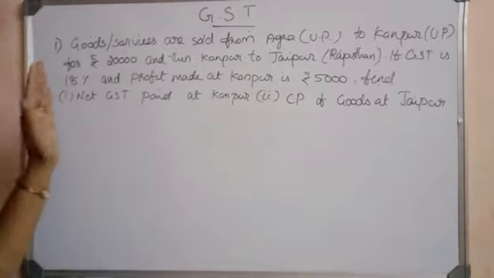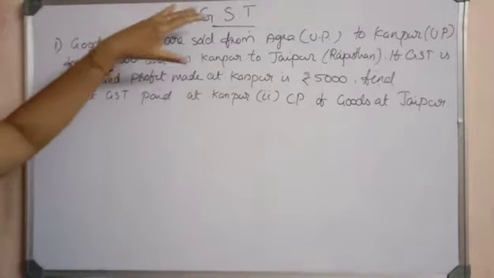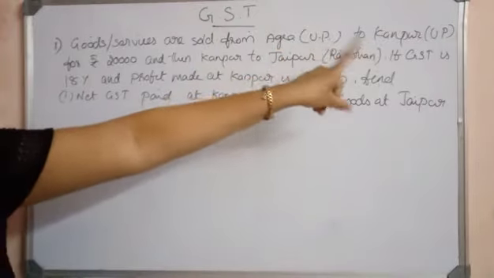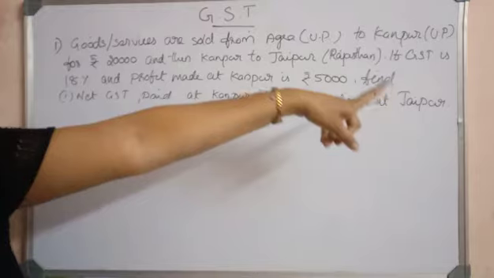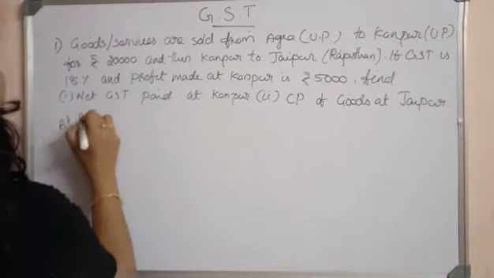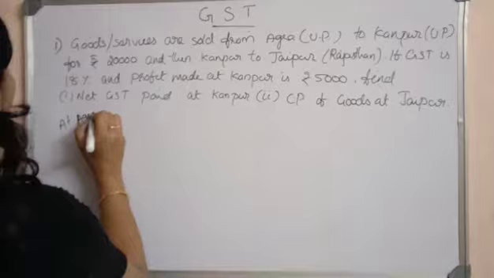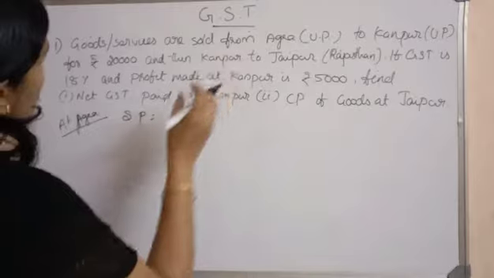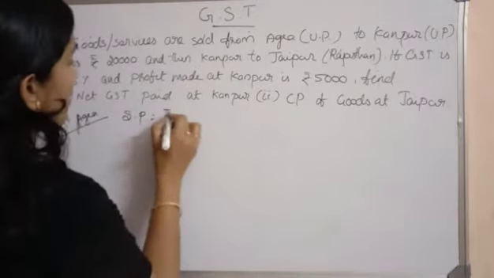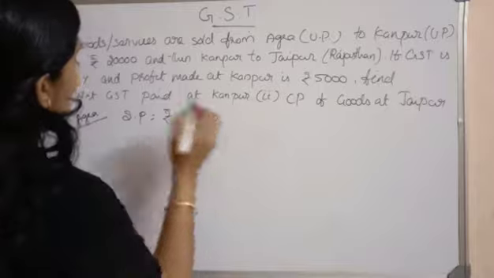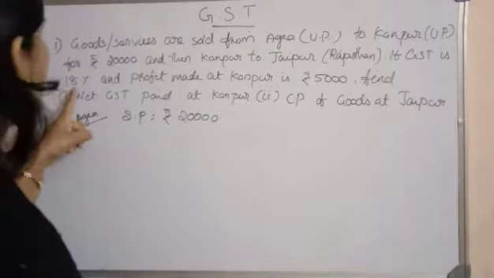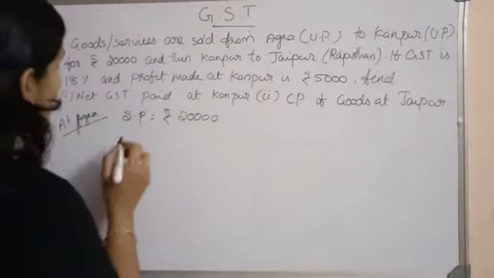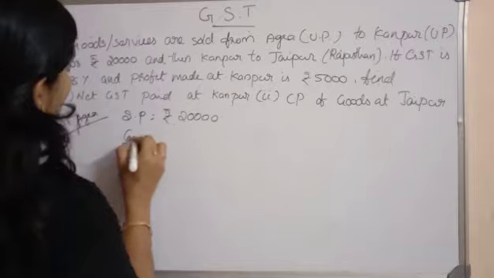Here it is given that the first transaction is happening intrastate, that is from Agra to Kanpur. The transaction is taking place in the same state, that is UP to UP itself. At Agra, the selling price is, services are sold. So selling price is rupees 20,000 and the GST is 18%. Here, since it is an intrastate transaction, we have to find out the CGST as well as the SGST.